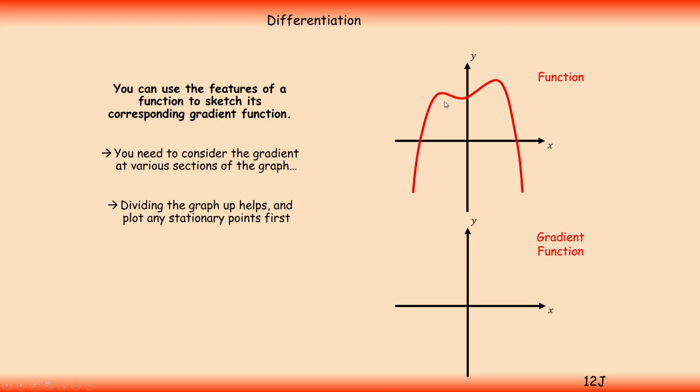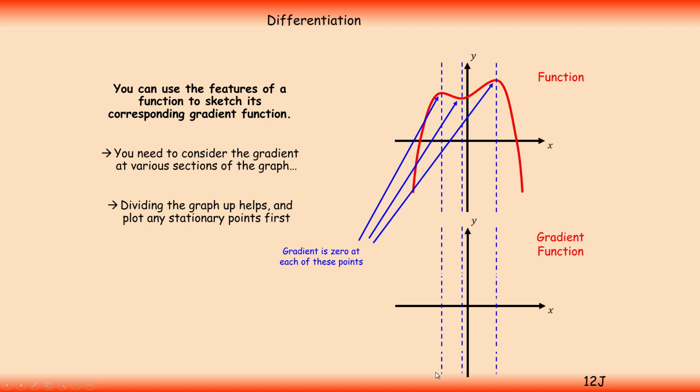Now one thing we know for certain is what happens at these turning points. We've got one here, one there, and one there. We know for certain that dy by dx at these 3 points is 0. So we can sketch the corresponding points on our gradient graph. There, there, and there. So at these 3 points we know that dy by dx is equal to 0. We've got horizontal gradients here.